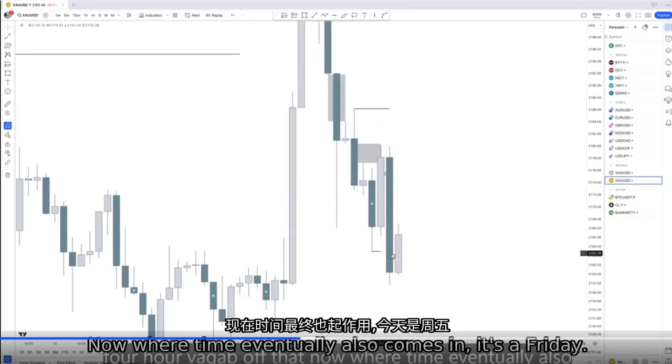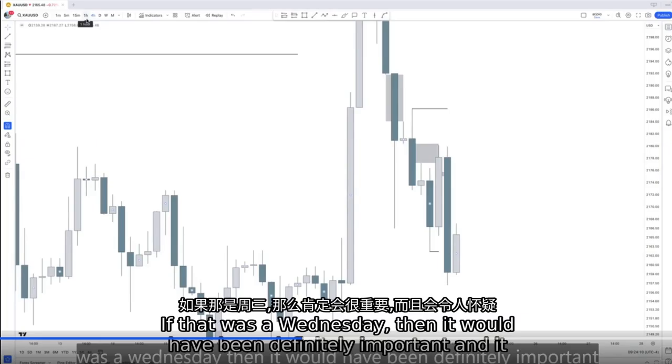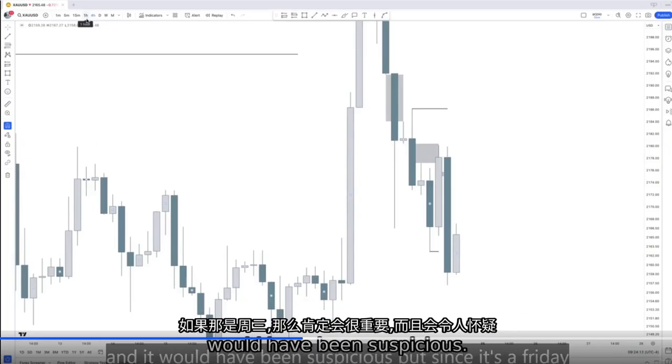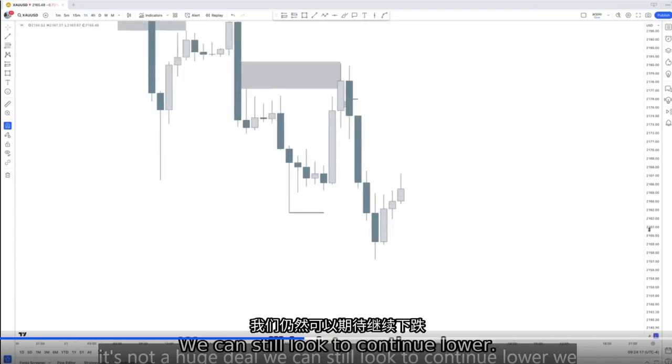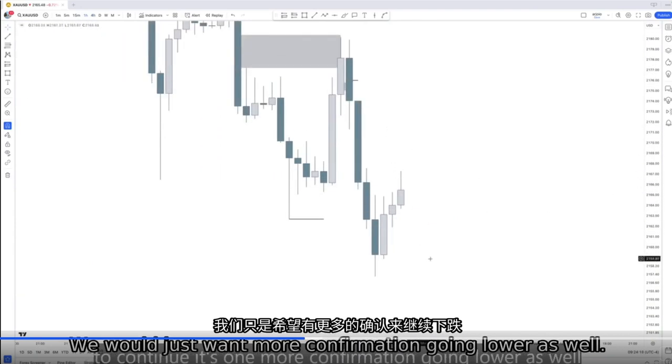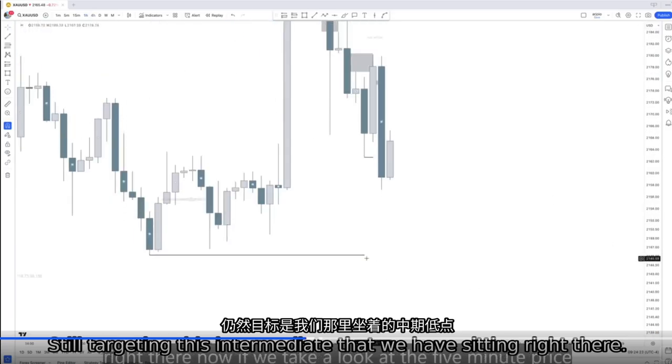Now, where time eventually also comes in, it's a Friday. It's less important. If that was a Wednesday, then it would have been definitely important and it would have been suspicious. But since it's a Friday, it's not a huge deal. We can still look to continue lower. We would just want more confirmation going lower as well. Still targeting this intermediate term low that we have sitting right there.